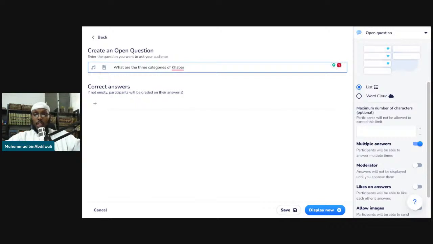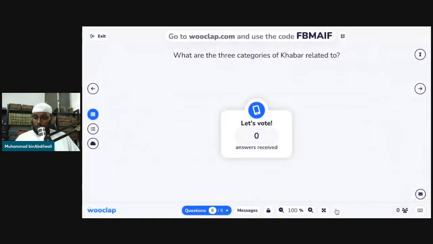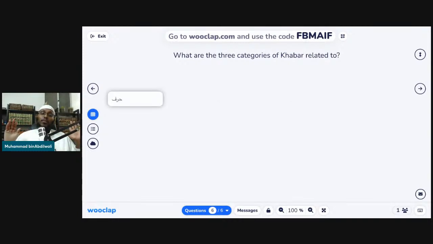What are the three categories of khabar? No, what are the three categories of khabar related to? Take a guess. Bismillah. What are the three categories of khabar related to? So again, the first part was easy, mubtada. I gave you four different categories, four different types of words you can use as mubtada. Now we're going to go on to the khabar.